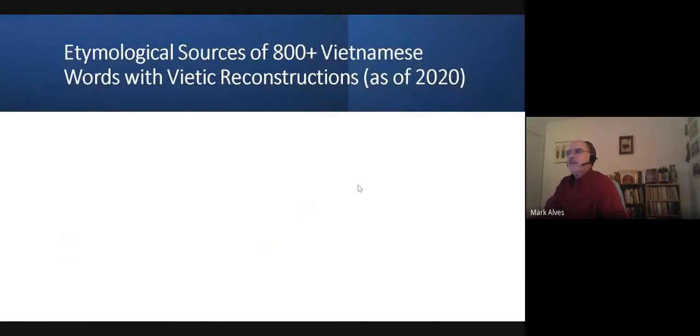Etymological sources of 800 plus Vietnamese words with Vietic reconstructions. I should be careful here. Vietic reconstructions does not always mean Proto-Vietic. So remember, I said Proto-Vietic was maybe 3,000 years ago, but some of these reconstructions are not that old. And I will show you what that means. It's just, you can reconstruct it, but that doesn't mean it's at the proto language level at the very beginning.